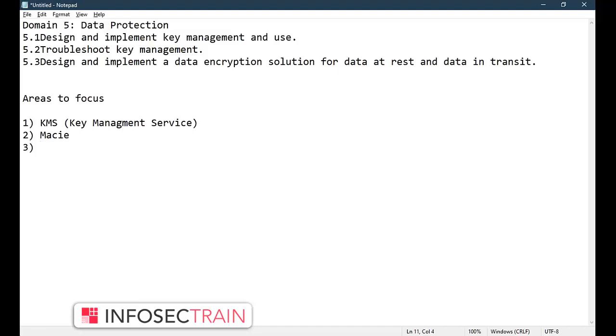Then KMS is done. Then you have to learn... KMS is the key part of this, okay? Every other thing is just an add-on. KMS is the key part. And know how to protect your logs and all.